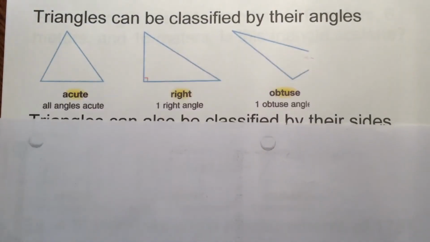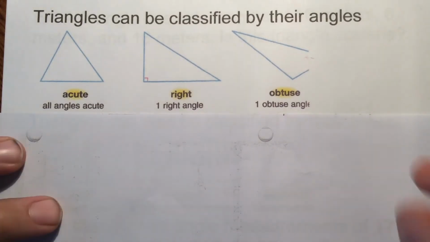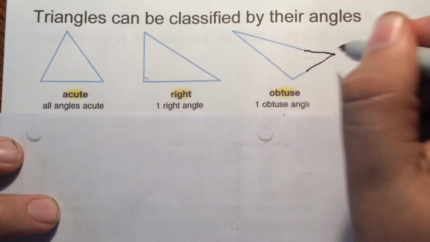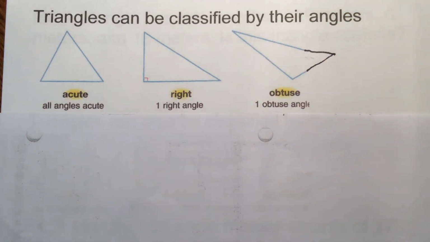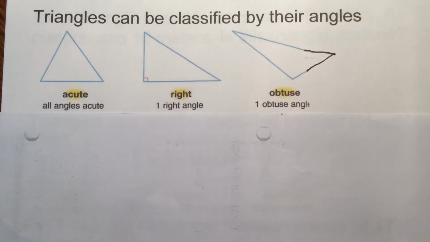Starting off, tying in with those angles, we can name these triangles by their angles. Now, this is just cut off here. This should straighten out. That was a scanning issue. But acute: all the angles in the acute triangle are acute, so they're all going to be less than 90. A right triangle will have exactly one right angle, and the other two will be acute. Obtuse, one obtuse angle, the other two will be acute.